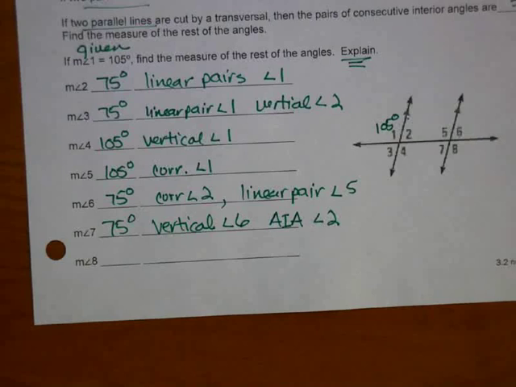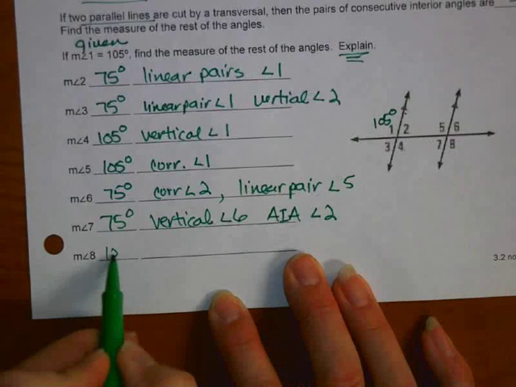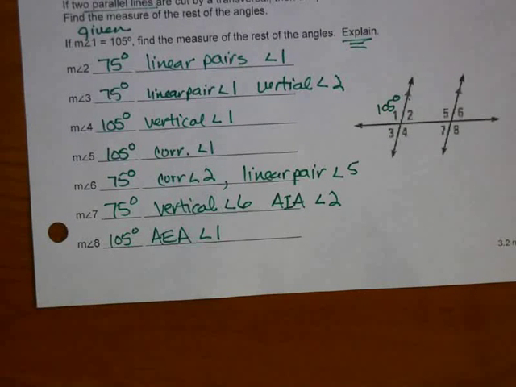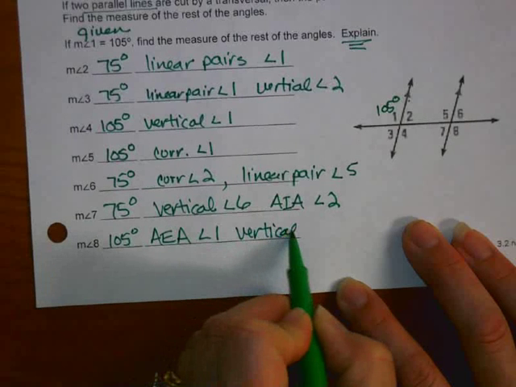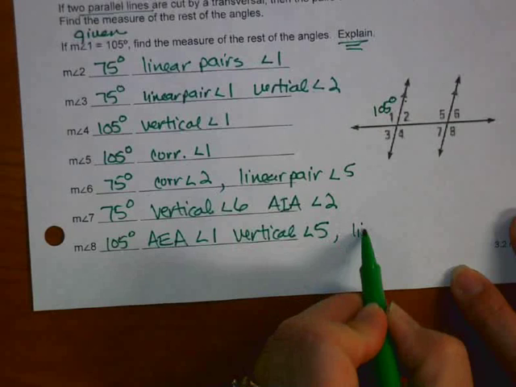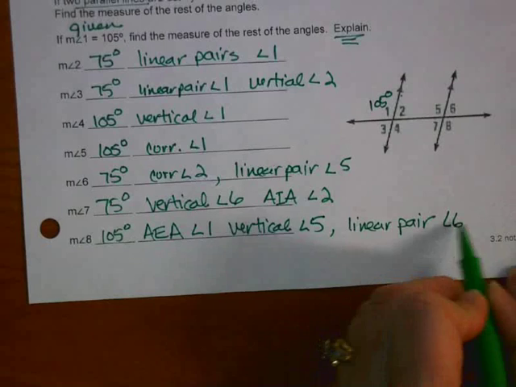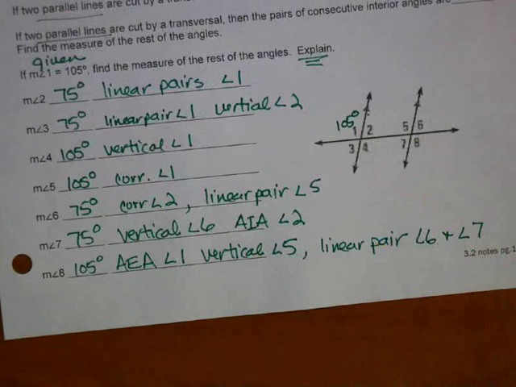How big is angle 8? 105. And what can we say as our reasons? Alternate exterior. Alternate exterior, that's the strongest reason. Alternate exterior with angle 1. And there's all sorts of other things. We could say vertical with angle 5. We could say linear pair with angle 6 and angle 7. I'm just listing a bunch of stuff here. So just covering all my bases. All right, turn the page.